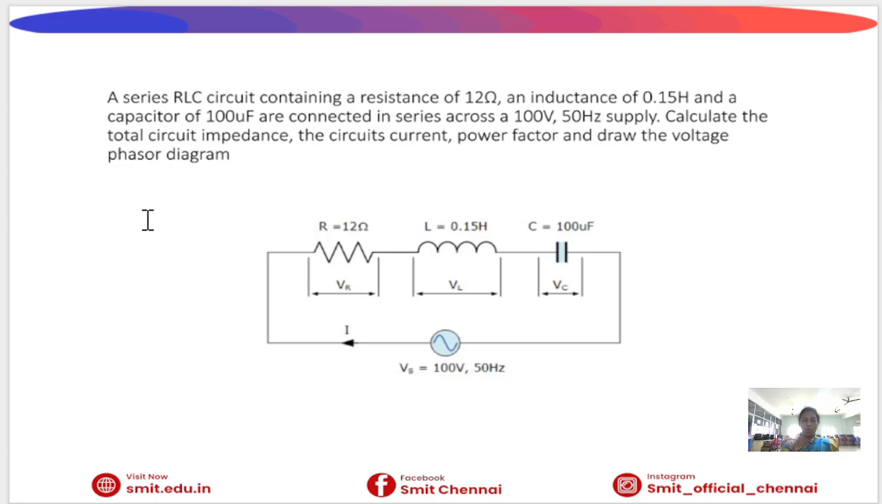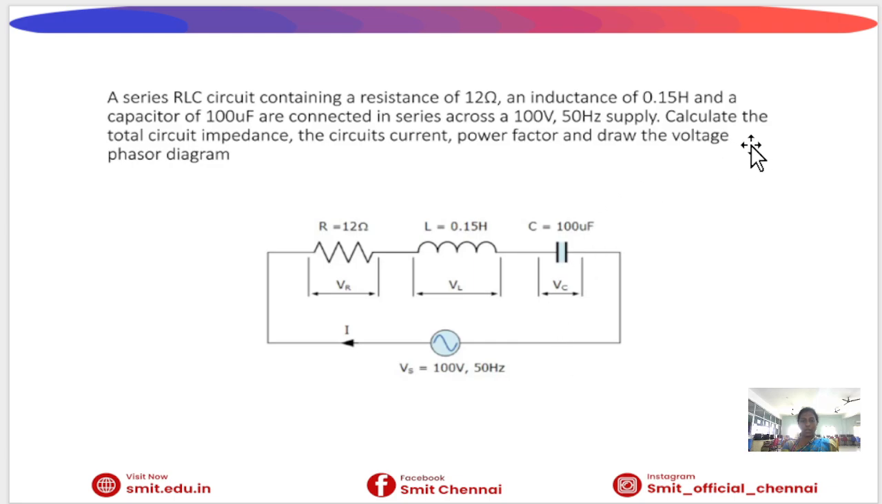The next is the problem. In this problem, a series RLC circuit contains a resistance of 12 ohm, an inductor having a value of 0.15 Henry, and a capacitor value of 100 microfarad. These are all connected in series, and the source voltage is 100 volt with a 50 hertz supply.